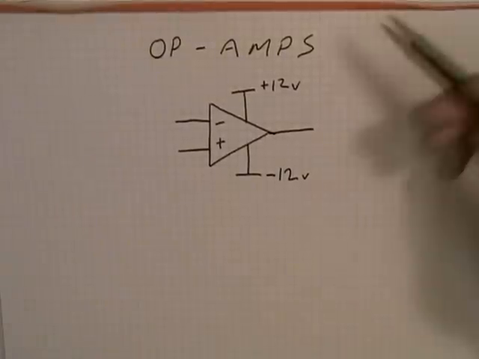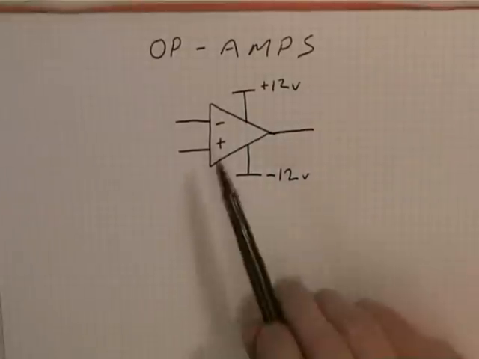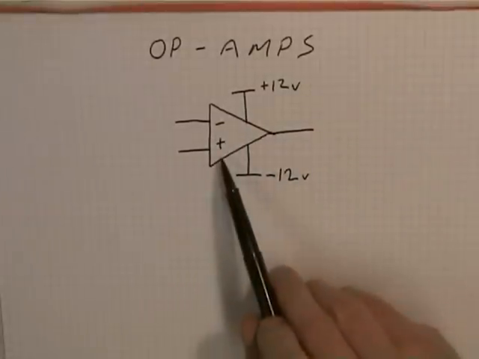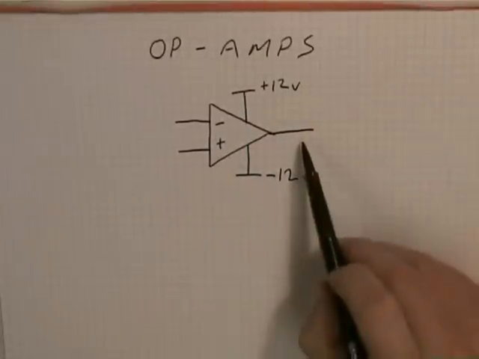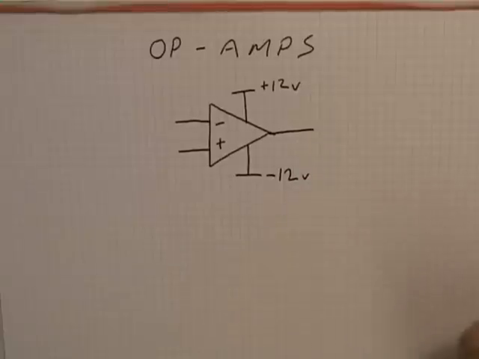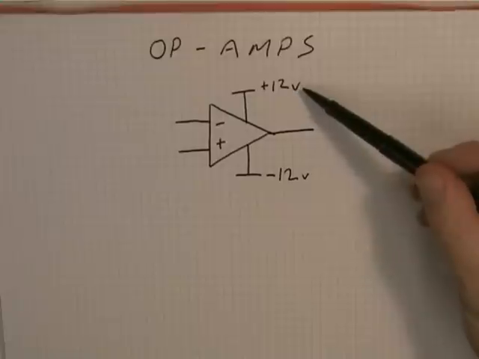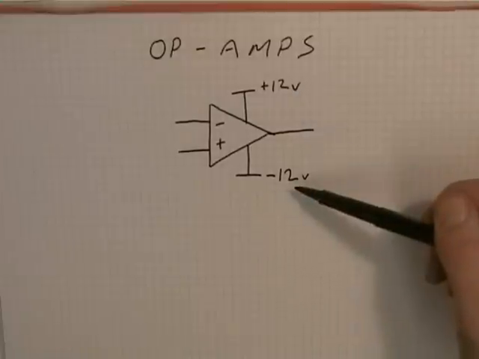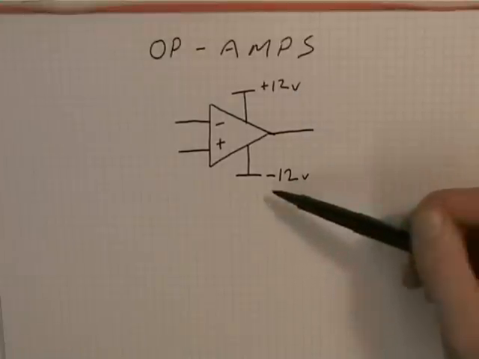Op amps. Op amps have two inputs, the inverting input and the non-inverting input. There's one output. They usually use what's called a dual rail power supply. So we've got plus 12 volts going in and minus 12 going in. Okay, instead of 0, it's minus 12.